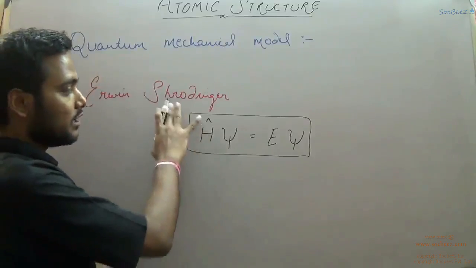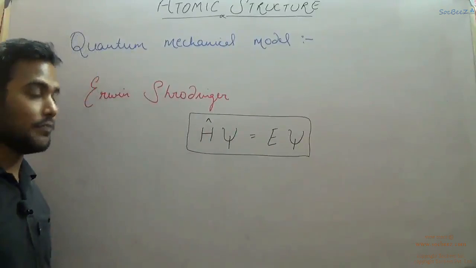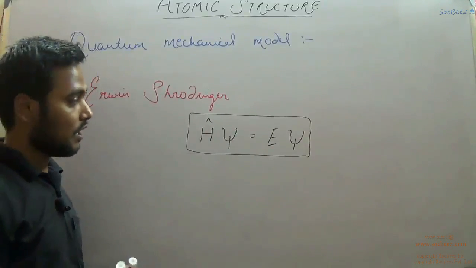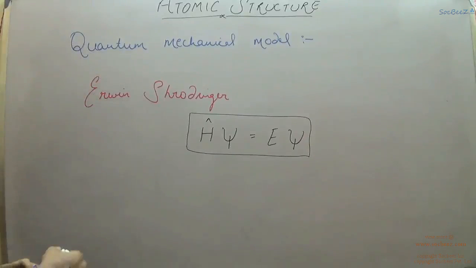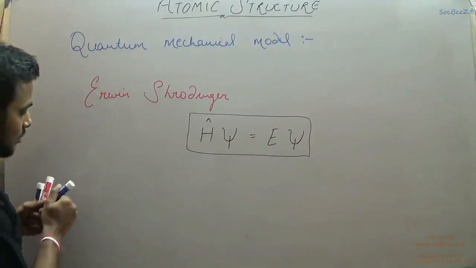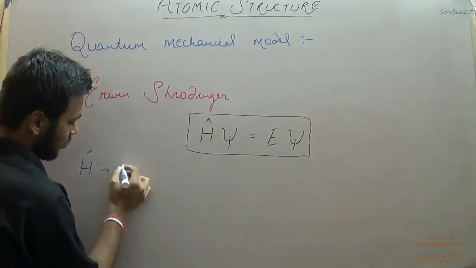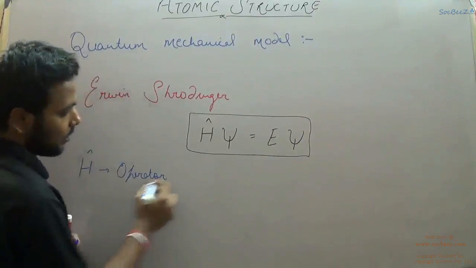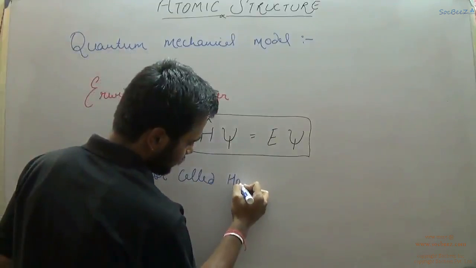This particular equation contains all the information that you need in case of an electronic model or the structure of any atom, along with the nucleus motion as well. Okay. So H here is known as Hamiltonian. It is an operator, called Hamiltonian.